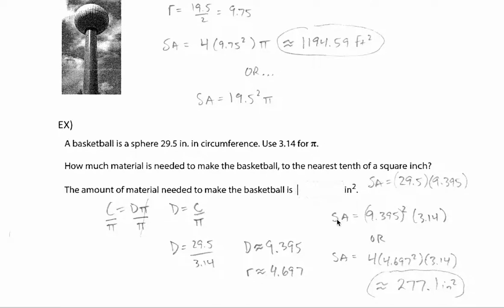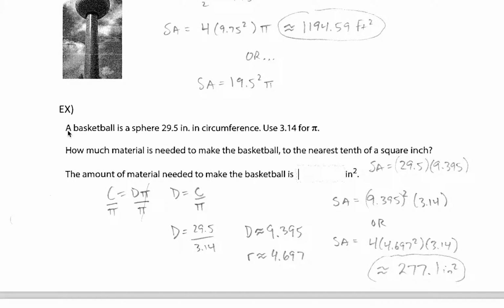All right, just to step it up one more time here. Instead, we're given circumference, and we'll have to find the surface area. This time we're told that a basketball has a circumference of 29.5 inches, and we want to know how much material is needed to make that basketball. So we're going to find the surface area of material.